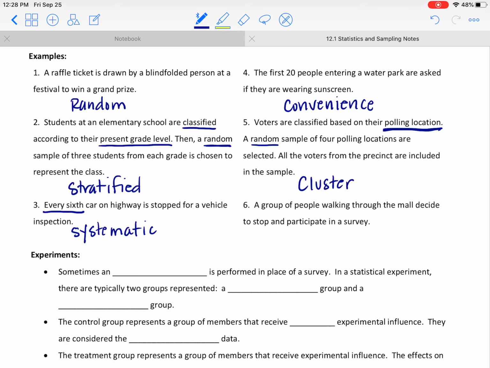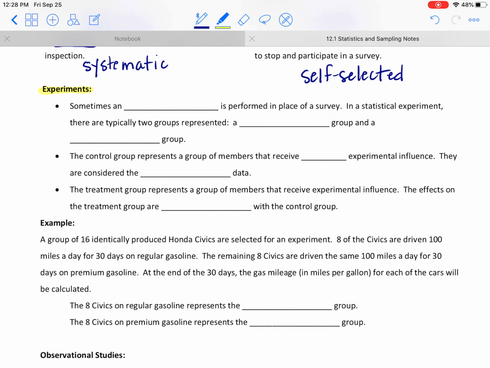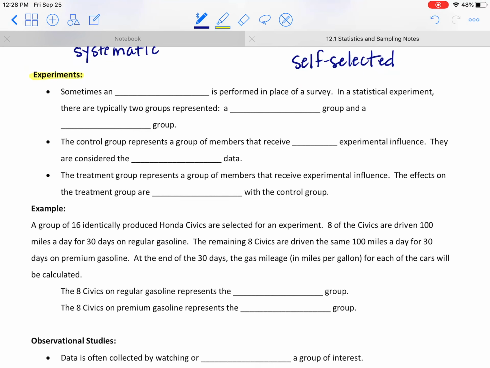Okay? And then lastly, it says a group of people walking through the mall decide to stop and participate in the survey. They are choosing to stop and participate, so this would be self-selected. Okay, so those are different ways we could survey to collect statistical data, and a survey is just one way to collect statistical data. A second way is through an experiment.